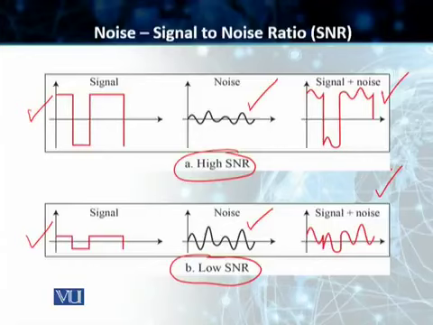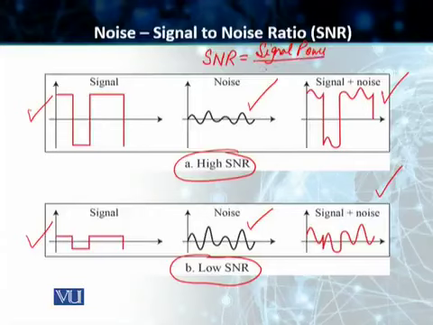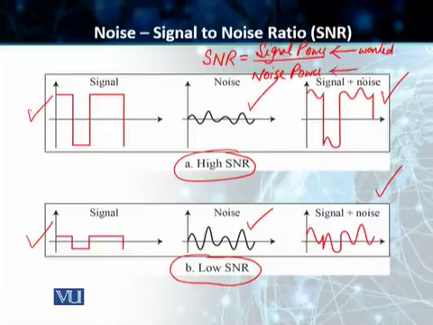So students, signal to noise ratio is nothing but a ratio of your signal strength or your signal power divided by your noise power. So essentially, what you are doing is you are finding out a ratio of what is wanted and what is not required, unwanted.